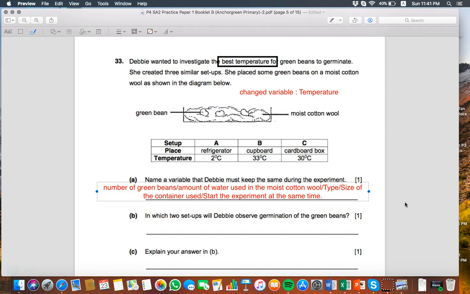We do not use the same amount of cotton wool. Okay, because the number of cotton wool used does not affect the experiment at all. Okay, I can put in 100 ml of water in all 3 setups, and this will be the amount of water available to the plant, to the seed. Okay, it doesn't matter if I put in 1 piece of cotton wool or 5 pieces. Alright, the amount of water present in the container will still remain the same. So the number of cotton wool, okay, is not relevant in this question.